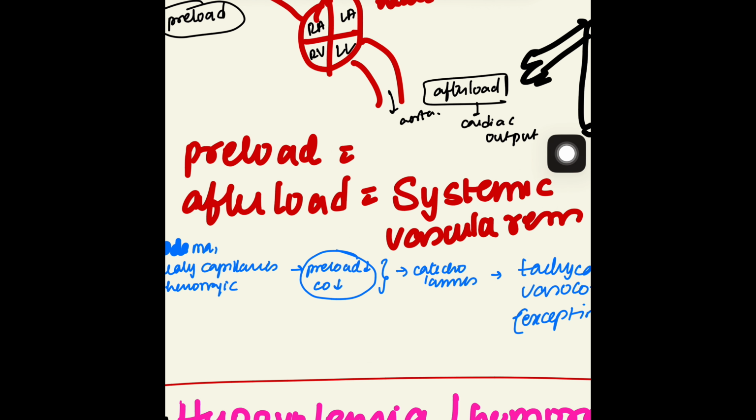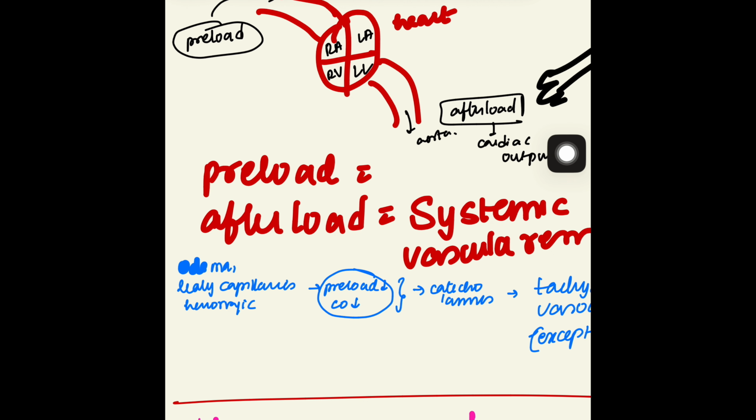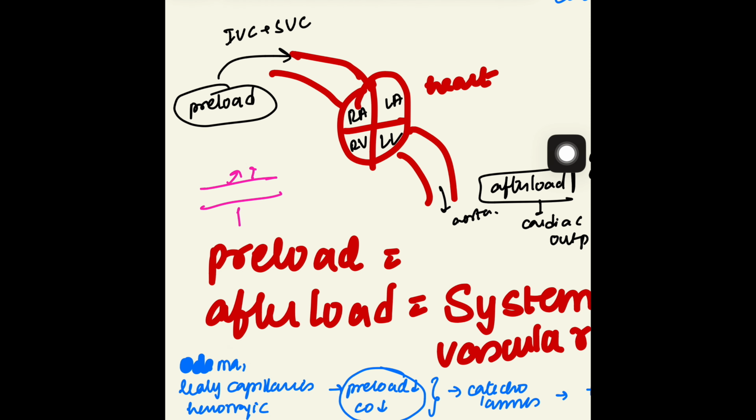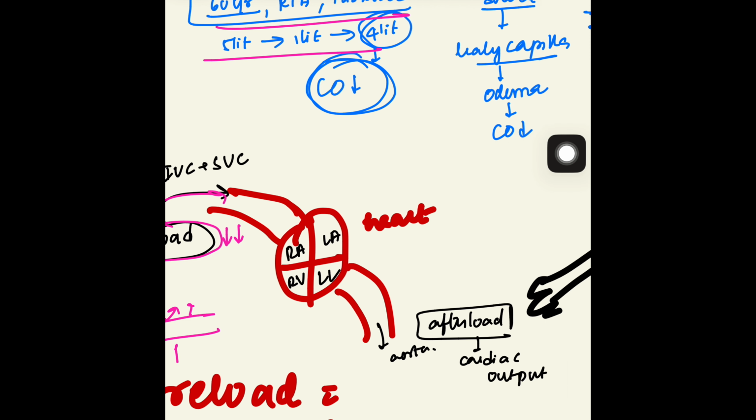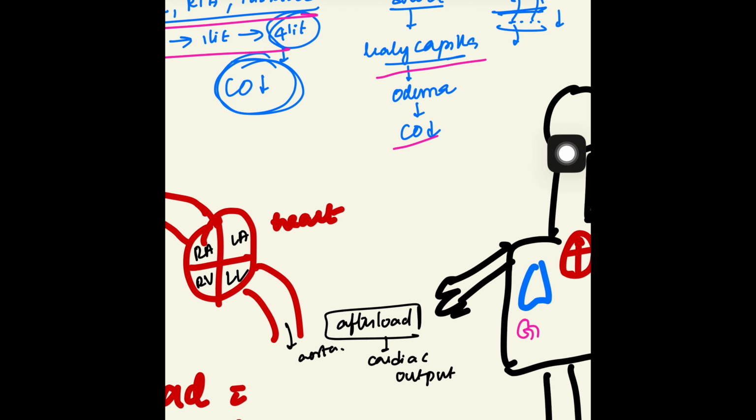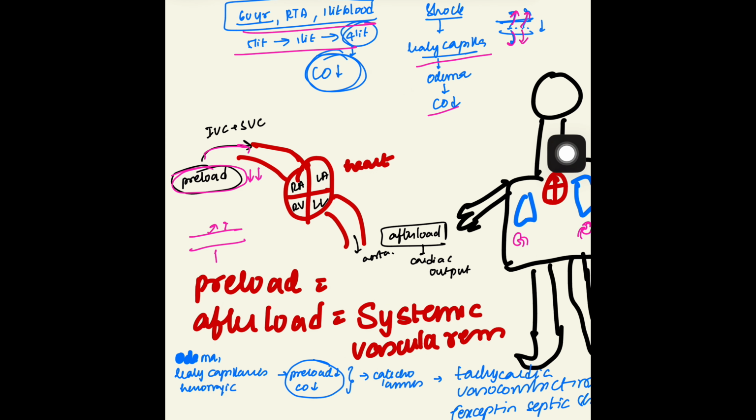What happens if you decrease preload? What is preload? Because of the leaky capillaries, all the fluid is going out, and the amount of blood which is reaching the heart, which is nothing but preload, falls. In hemorrhagic shock, the blood is getting lost outside, whereas in other types of shock, there are leaky capillaries and the fluid is getting lost into the tissues. In any type, the preload is getting decreased.